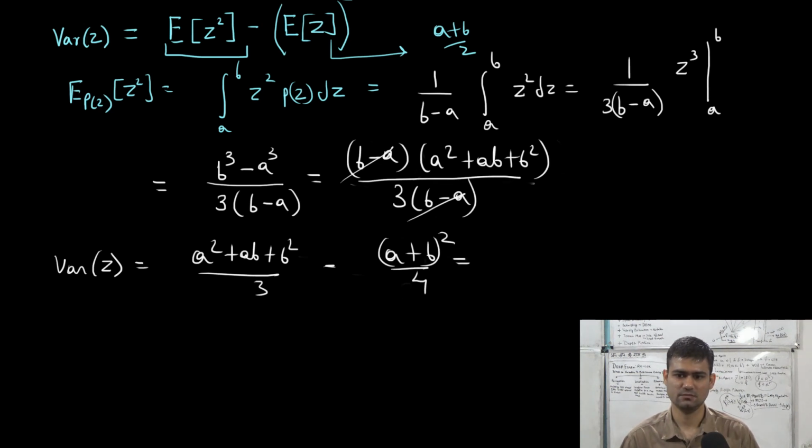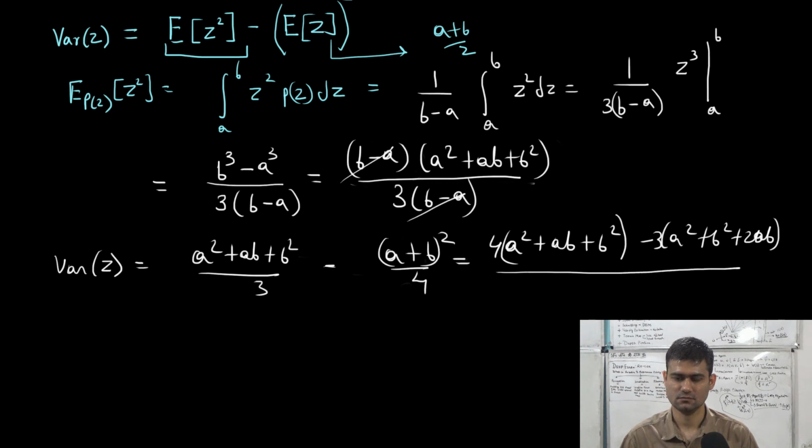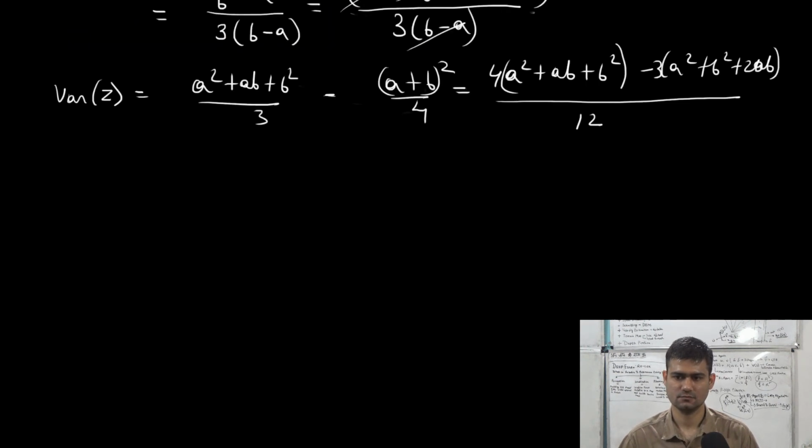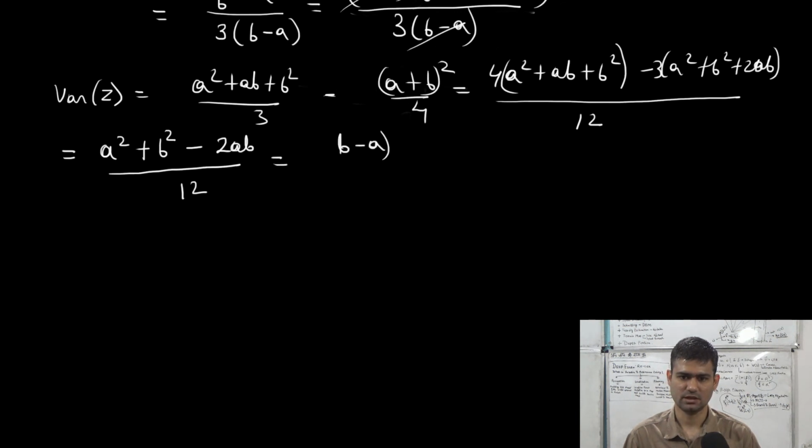We can again do the math and we just do it for the sake of completeness. So a squared plus ab plus b squared times 4 minus a squared plus b squared plus 2ab times 3, over 12, which gives us variance of z is equal to a squared plus b squared minus twice of a into b over 12, which is equal to b minus a whole squared over 12.